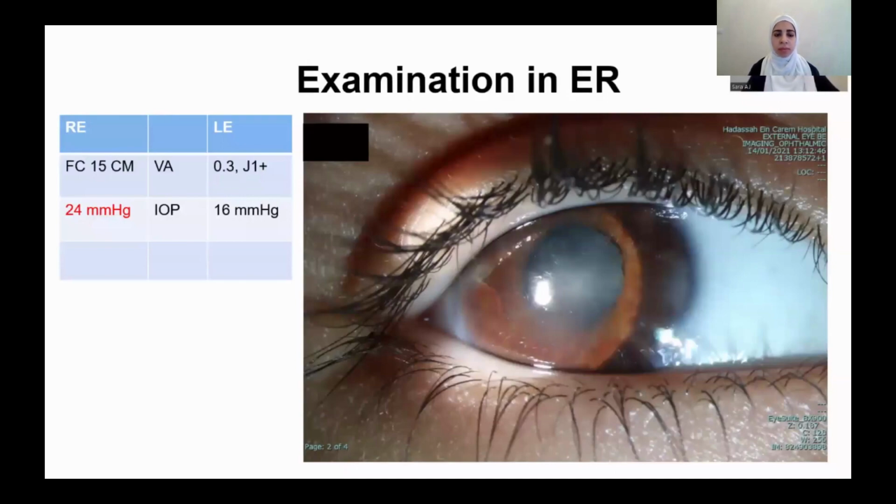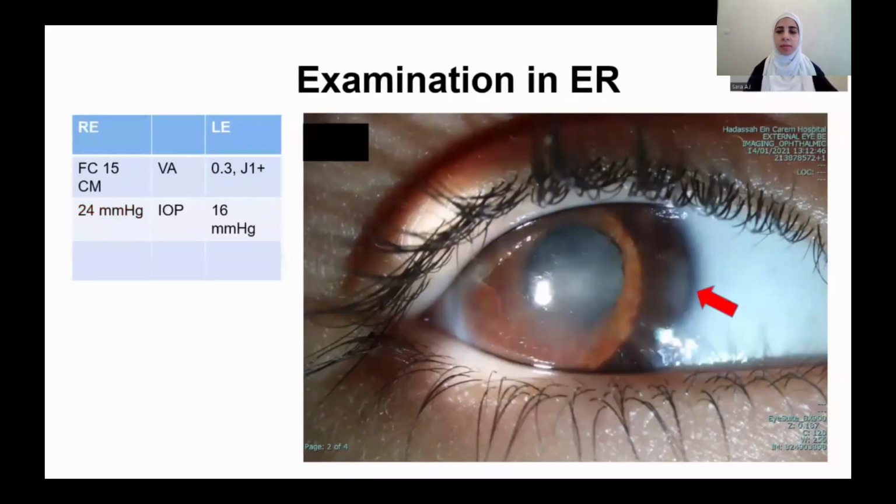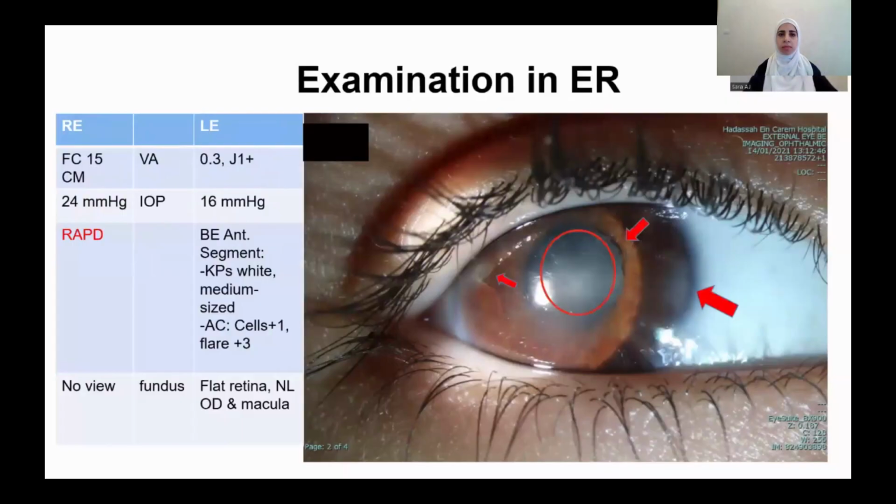and in the left eye 0.3. Her intraocular pressure was 24 millimeters of mercury in the right eye and 16 in the left. As you can see in the external photo of the right eye, there were signs of band keratopathy, posterior synechia, iris atrophy, and cataract. Examination also showed right eye RAPD. Anterior segment examination showed bilateral medium-sized keratic precipitates with AC reaction of plus 1 cells, flare plus 3. Because of the cataract, there was no fundus view in the right eye, and the left eye was within normal limits.